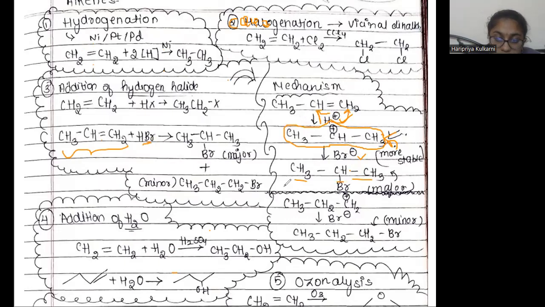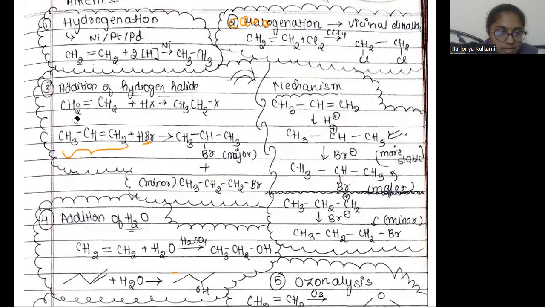While if we compare to the second, the minor product, here you can see the plus charge is shifted to the end carbon, which is a primary carbon atom connected to only one carbon. So it is less stable and it is the minor product. Adding Br here will give Br at the end. So these were the two possible products, in which one is more stable and major, and one is less stable and minor.